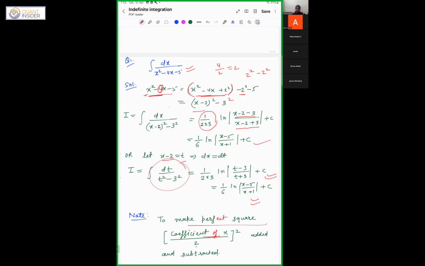Second step, this x minus 2 whole square minus 3 square, or its previous step. After that, I have simply applied the formula only. Okay, Vivek, Arnab, I have only applied the formula here. Should I explain it again?